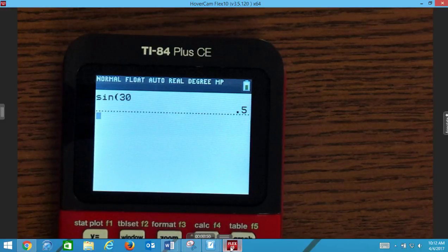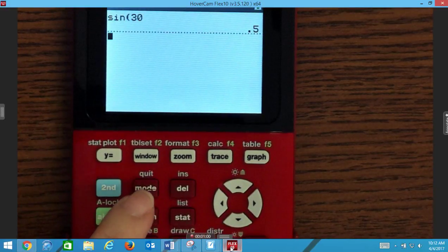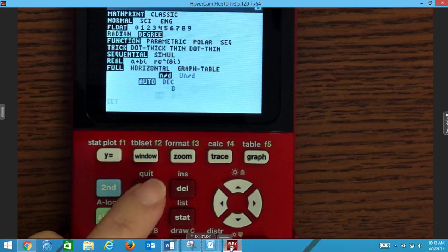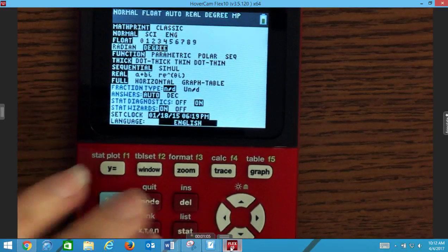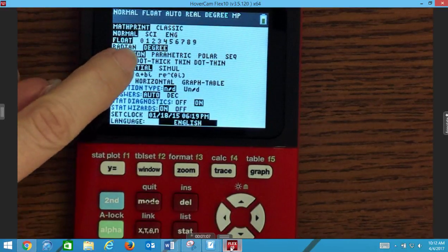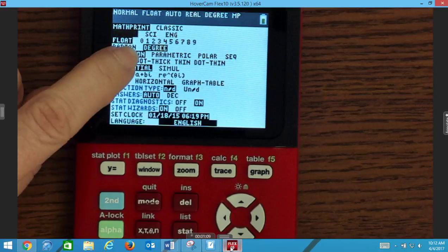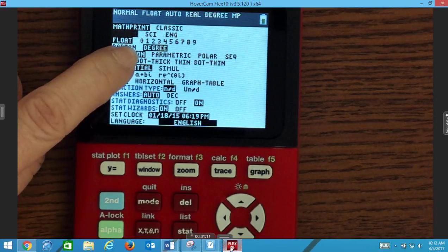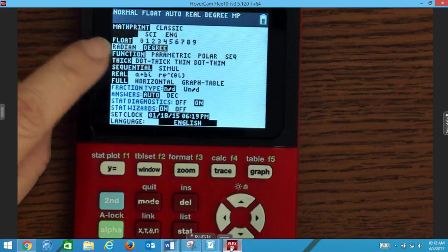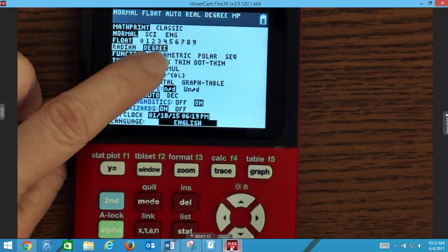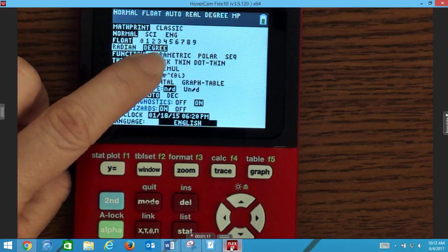Some of you, I know it's in the wrong mode, so we're going to change it and fix it together. To change the mode, you go to the button down here at the bottom that says mode. The problem that some of you are having is you don't have it in degree mode. We're typing in the sine of 30 degrees, so you need to make sure it is in degree mode. So go down, hit enter on degree.